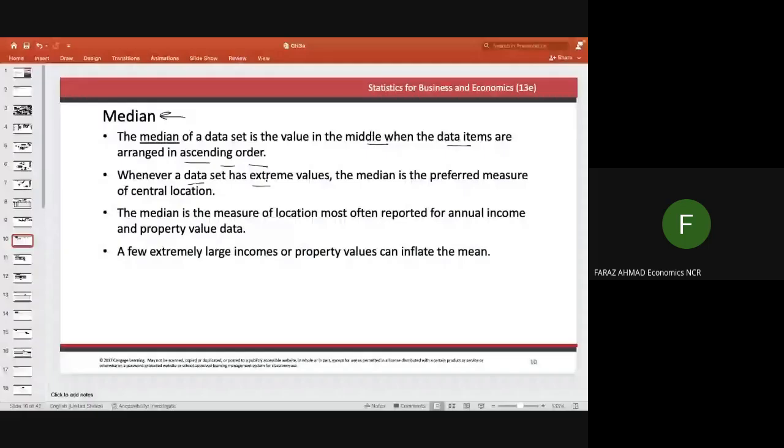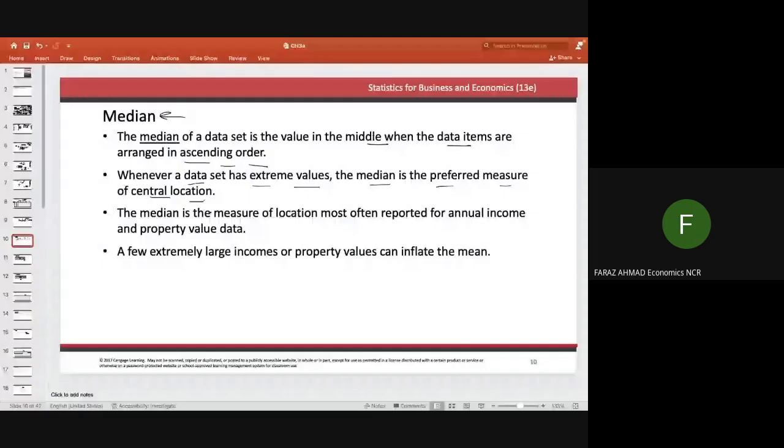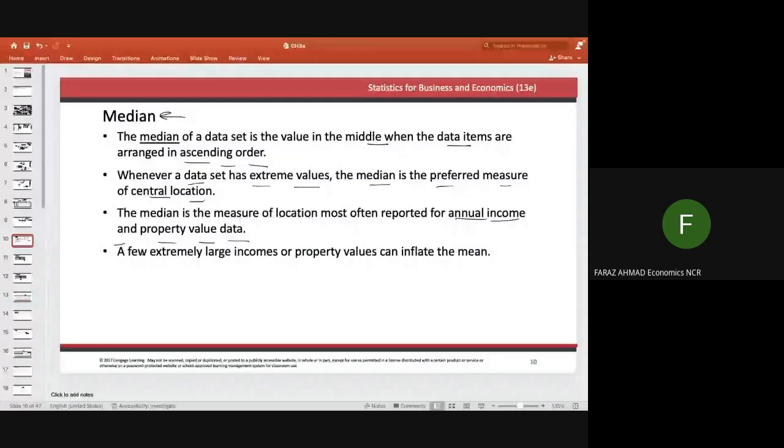Then another measure of location is median. Median is the value in the middle when you arrange your data in ascending order. If you have a data set which has extreme values, the median is the preferred measure. So median is preferred to mean. Median is reported for income, annual income, and property value data. If you have property value data or income data, you can use median. Median is better than mean in that case. It depends on what our goal is to choose between median and mean. Both are measures of location, of central tendency of a data set, but we have to see which one suits better.